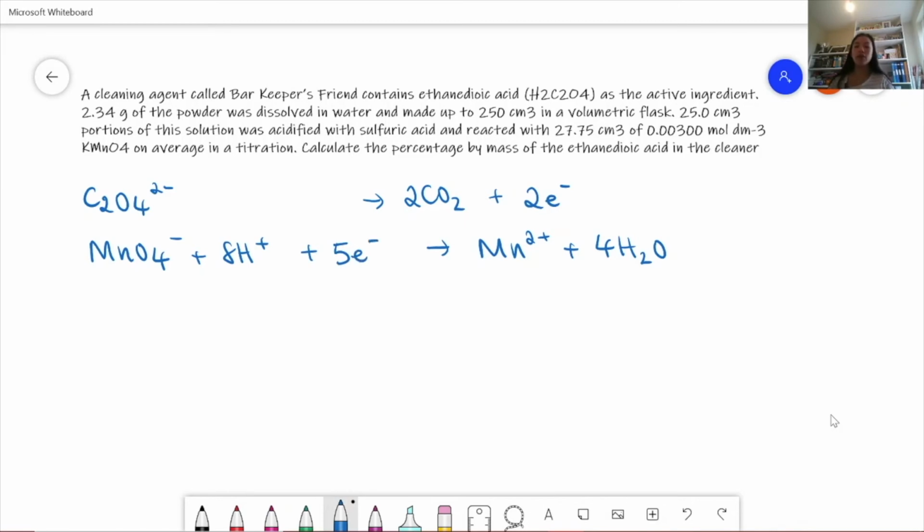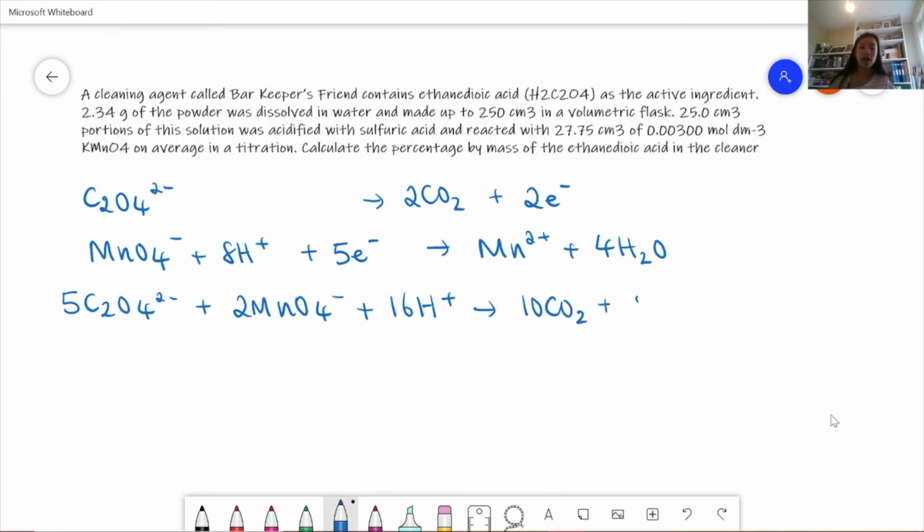And now we can form the overall equation. We have 5 of these ethanedioates reacting with 2 of these MnO4- plus 16 H+ to form 10 carbon dioxides, 2 of these Mn2+ ions and 8 waters. If you've forgotten how to write these half equations and combine them, then quickly go back to the redox video. Alternatively, you could just remember this equation. After doing lots of these questions, you might already remember it without having to construct the full equation from the 2 half equations.